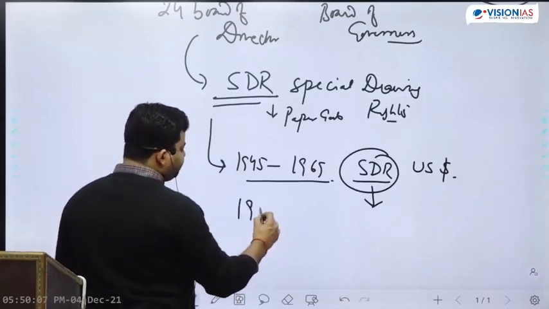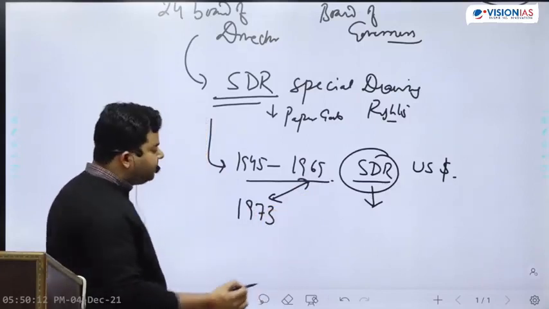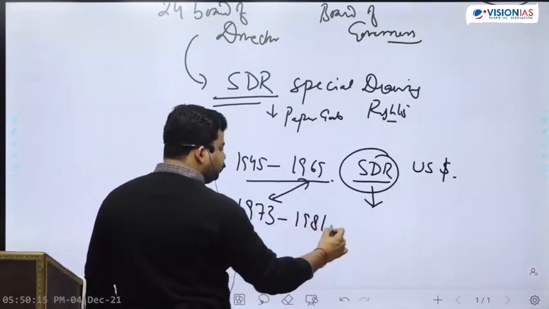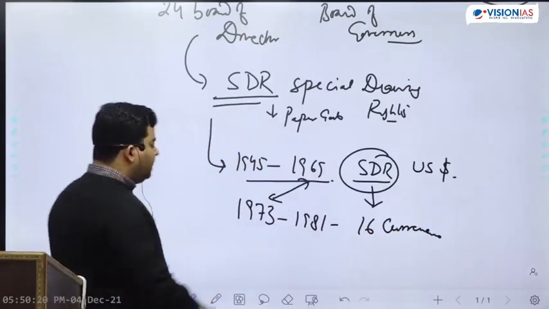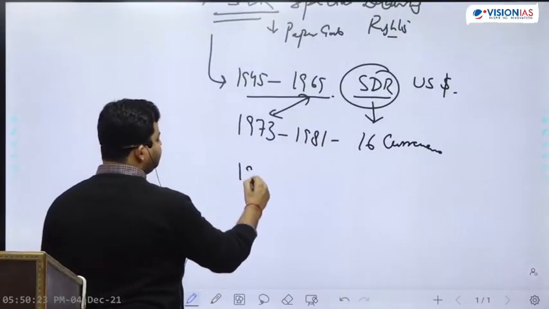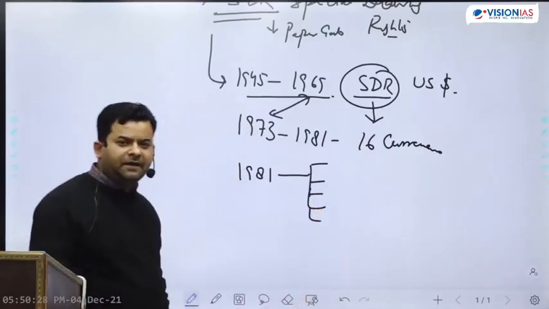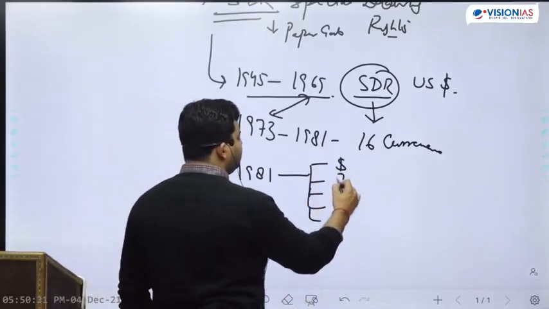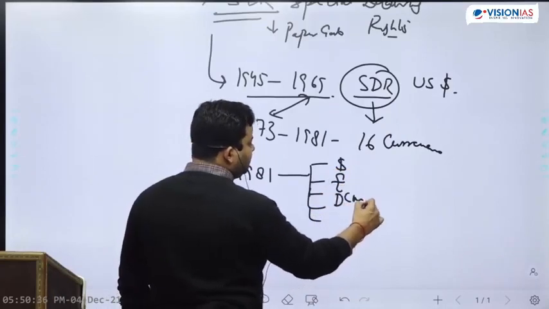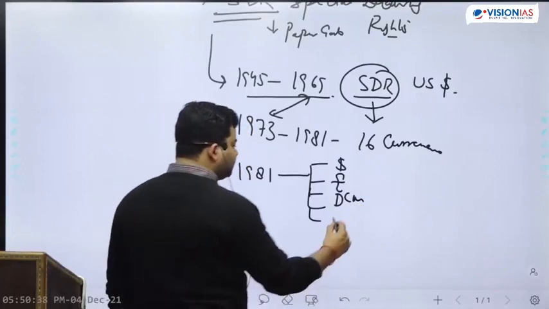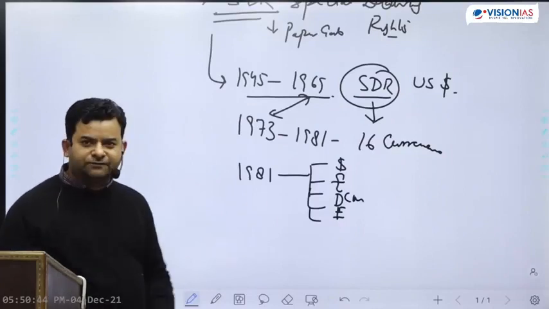Loosely speaking, from 1973, because these were years of turmoil, from 1973 to 1981, SDR had 16 currencies in it. From 1981, we reduced it to 5 major ones. In that we got the US dollar, pound sterling, then the Deutschmark. Deutschmark was there. Swiss franc was there. Very difficult to draw it. Something like this. This is the symbol of the Swiss franc.